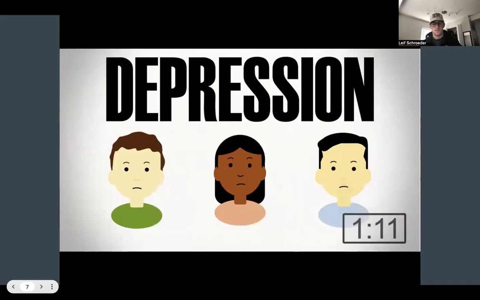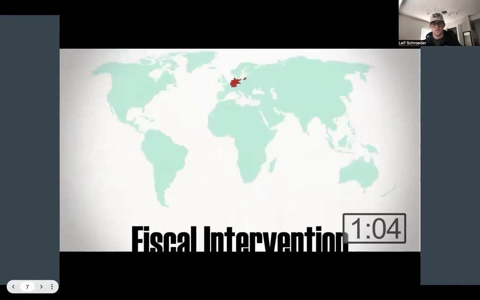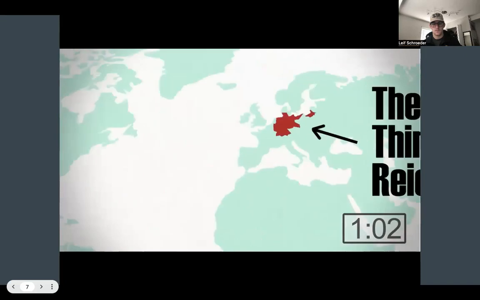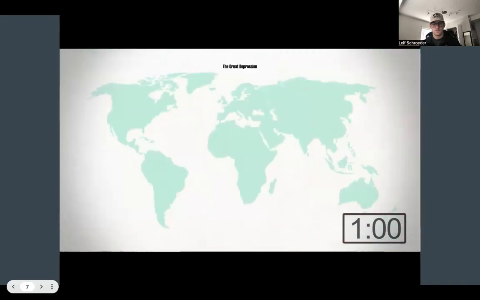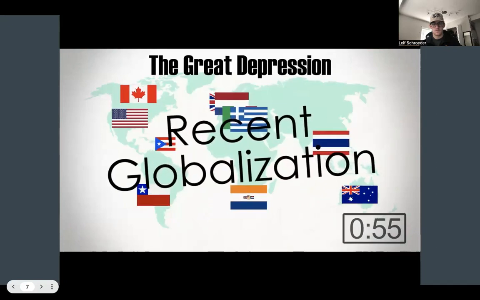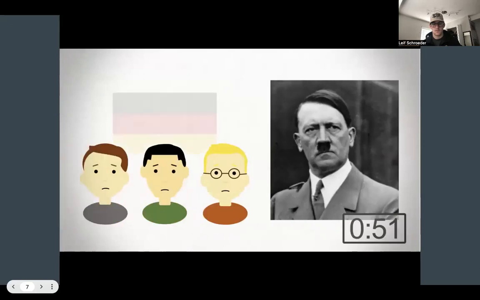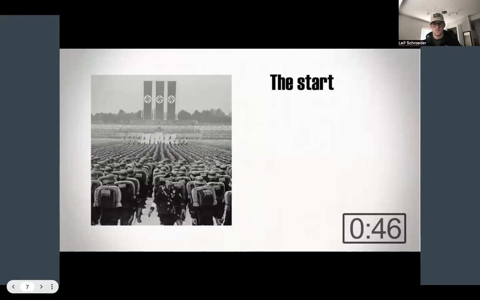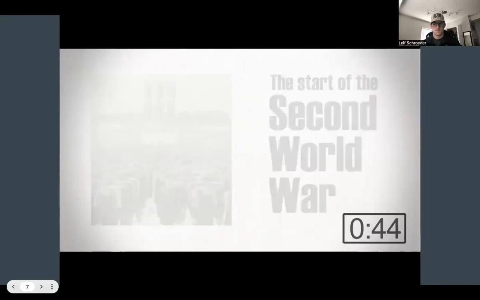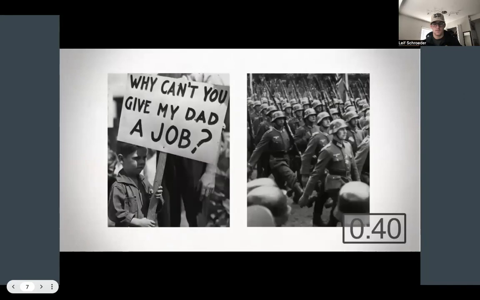Times would be tough throughout the 1930s, and fiscal intervention from Franklin D. Roosevelt would do little to stop activity. In fact, it wouldn't be until the rise of the Third Reich in Germany that we would see an end to the crisis. You see, the Great Depression wasn't just felt in America. Rather, with recent globalization, its effects were felt around the world. And in the darkness, we saw the rise of Hitler, who used the despair of the German people as a rallying call, ultimately leading to the creation of the Nazi Party and the start of the Second World War in 1939. The war created jobs in America, ironically ending one tragedy, the start of another.